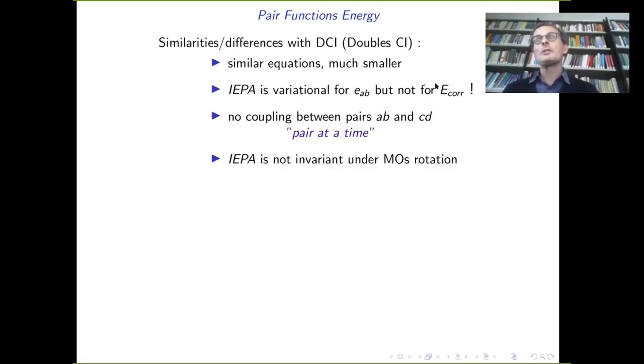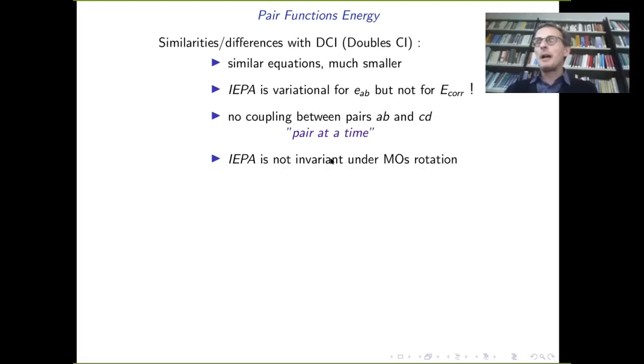And the problem is that there's no coupling between two pairs. This is why we call this the independent pair approximation. This means that we want to treat pairs of electrons independently somehow, or sometimes this is referred to as pair at a time.